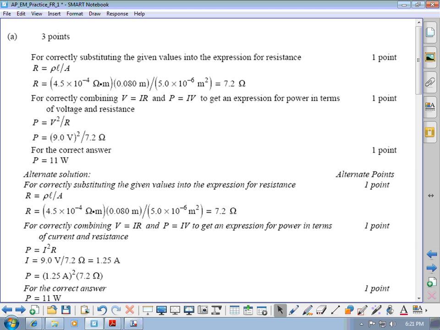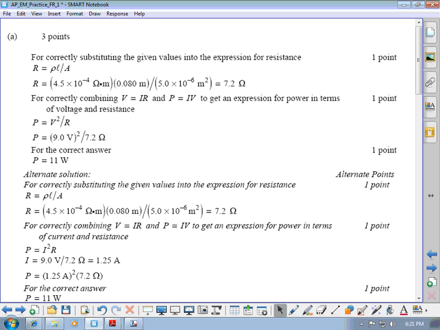If you did 4.5 times 10 to the negative 4 times 5 times 10 to the negative 6 divided by 0.08, if you did rho A over L, then you didn't understand what those values were that they gave you, or you didn't understand the equation that was on the formula sheet. But you needed to go through and at least plug them in. Even if you didn't put down that it was 7.2 ohms, you at least needed to show the values correctly substituted in for one of the points.